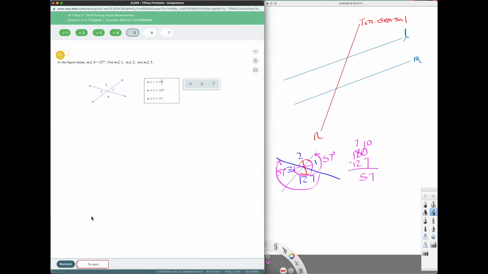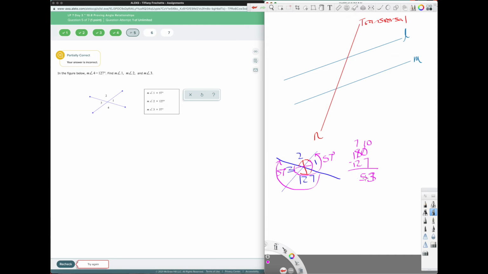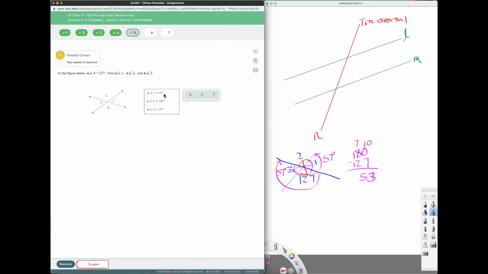What did I calculate wrong? 57. Oh, why did I write 7? This would be a 3. I was, for some reason, bringing down the 7 from the 0, but that should have been 10. Okay, now it should be good. Yay! Okay.